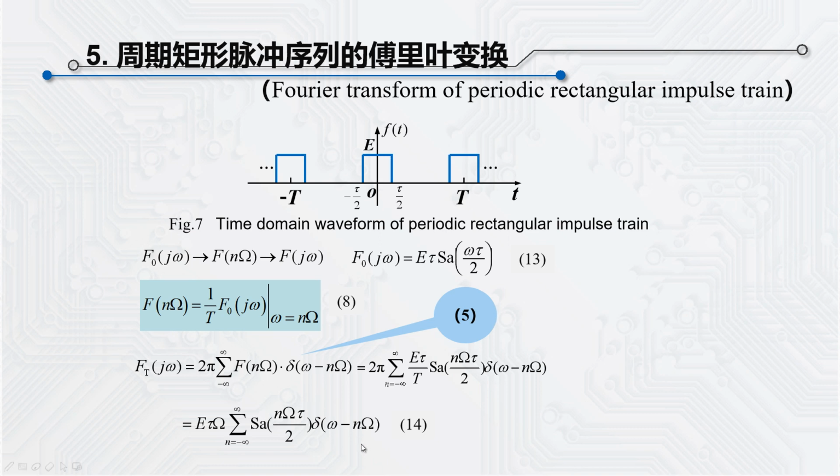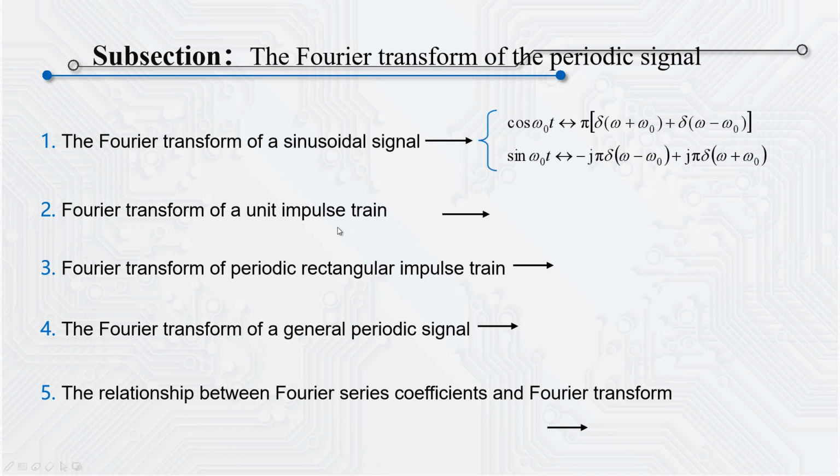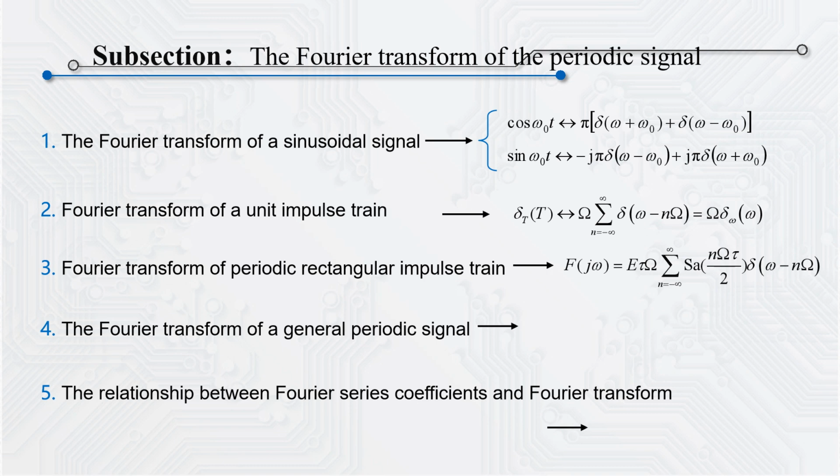In this lecture, we analyzed the Fourier transform of general periodic signal, including Fourier transform of sinusoidal signal, Fourier transform of impulse train, Fourier transform of periodic rectangular impulse train, and Fourier transform of general periodic signal. Finally, we discussed the relationship between Fourier coefficients and Fourier transform.